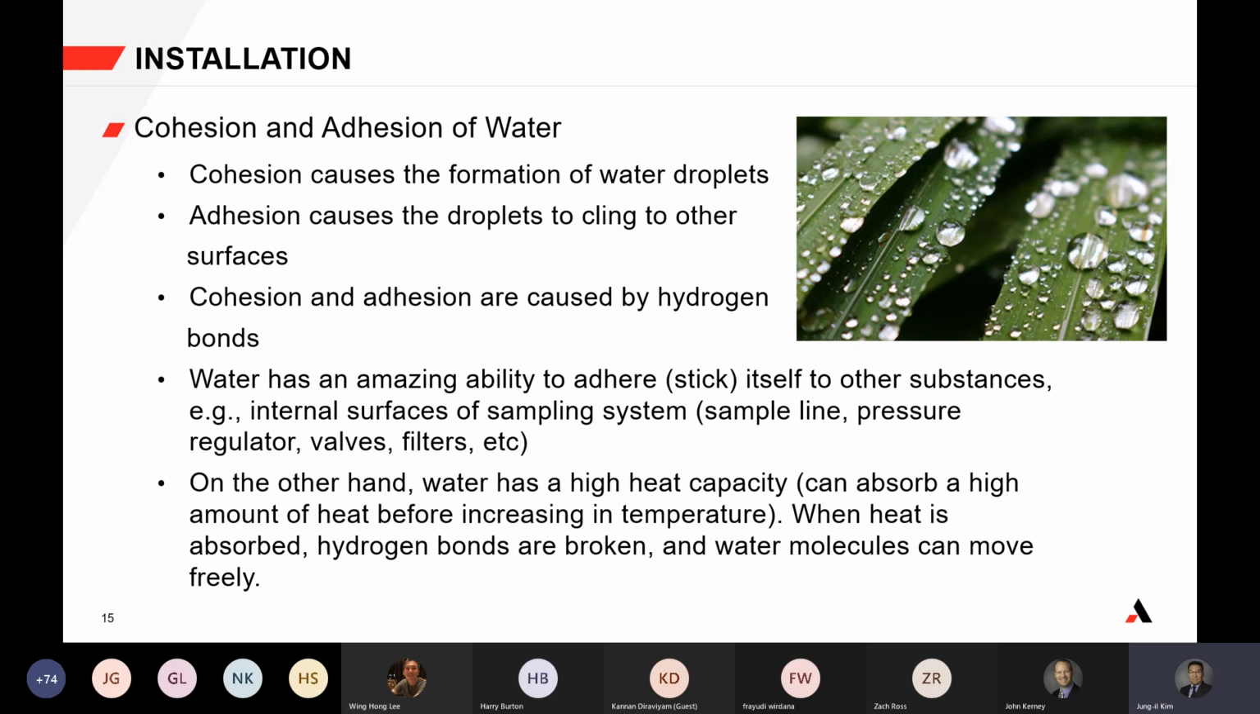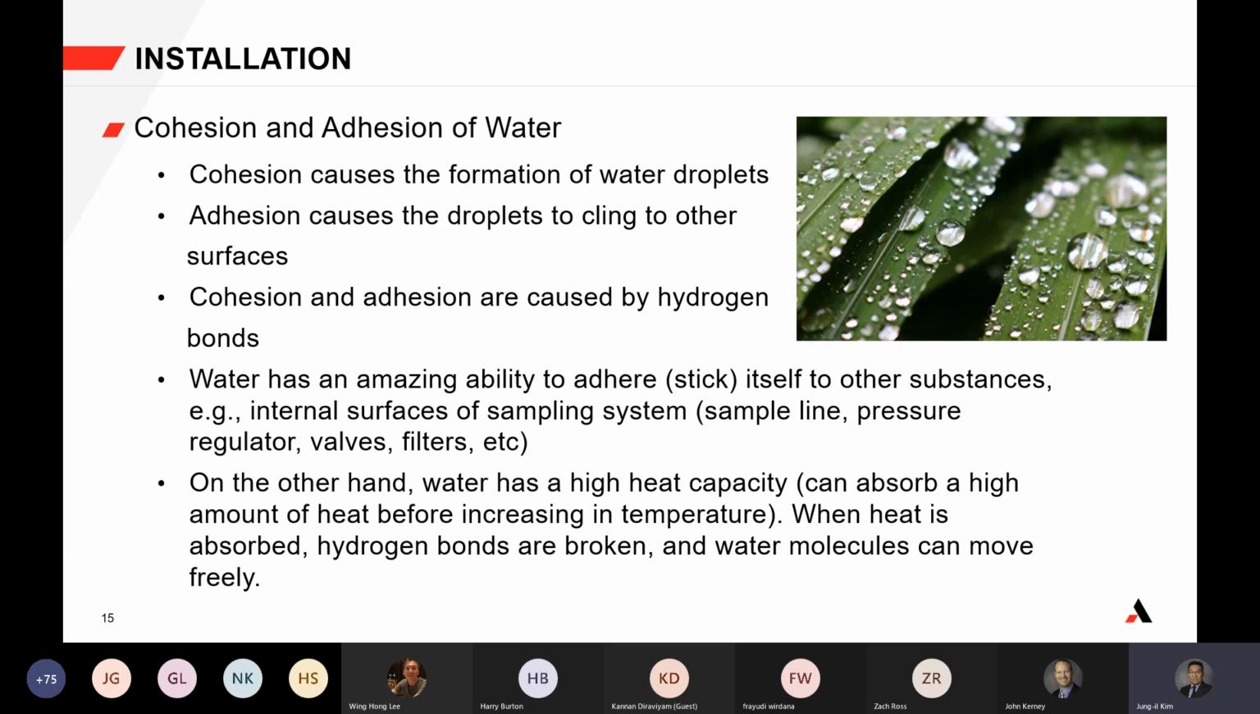In discussing installations, let's first look at this very special property of water: cohesion and adhesion. Here is a scene after rain, water droplets on leaves. Cohesion is the sticking together of like substances, in this case, water molecules sticking to each other, which causes the formation of water droplets. Adhesion is similar to cohesion, but it involves unlike substances sticking together, in this case, water droplets clinging to the surface of a leaf.